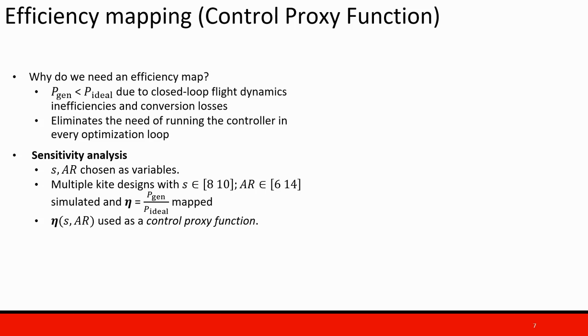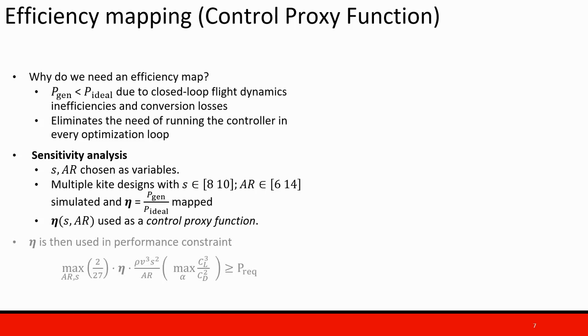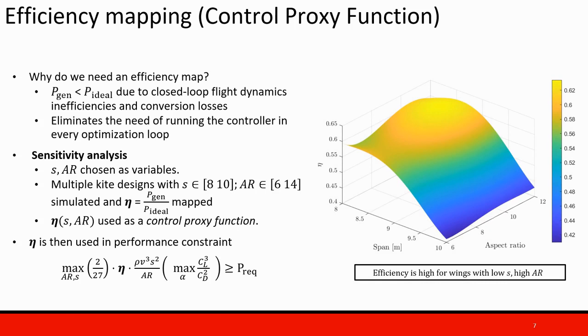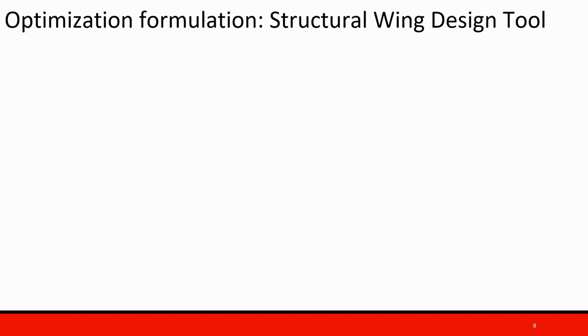This was then used to fit a surface to estimate the efficiency as a function of the decision variables. As they capture the behavior of the controller without actually running the controller, they can be termed a control proxy function. This efficiency was then used in the performance constraint for calculations. This is the efficiency map that was generated in the design space. As you can see, the efficiency is high for wings with low spans and high aspect ratios.